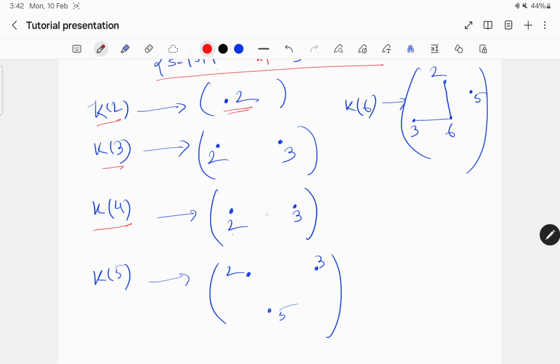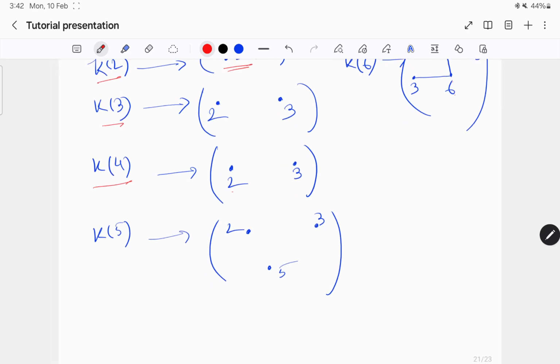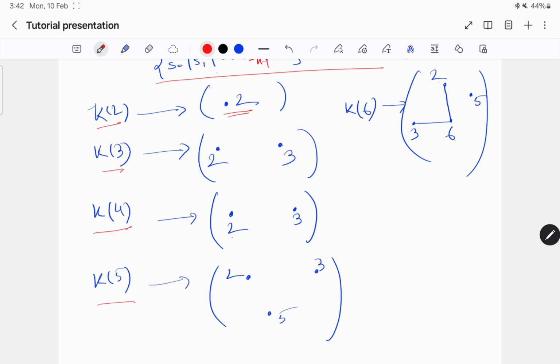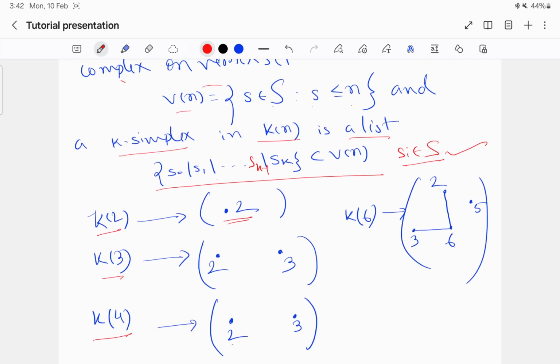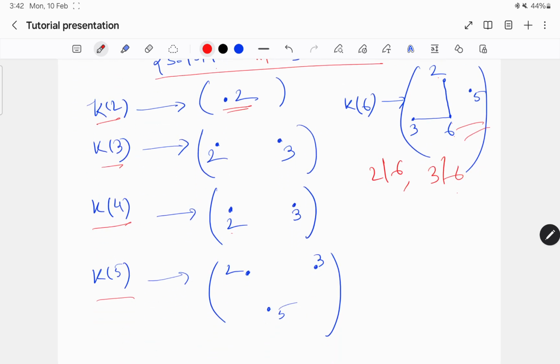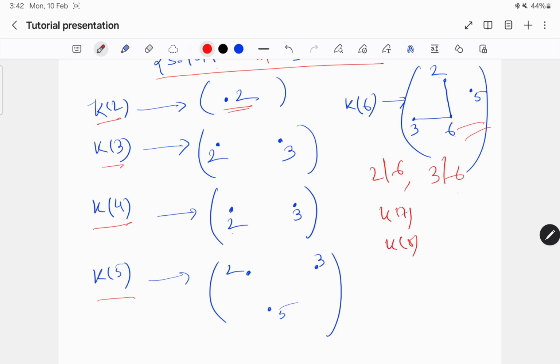Similarly K4 will have only again 2 and 3. Again 2 doesn't divide 3. Similarly K5 will have 2, 3 and 5, because these are the members less than or equal to 5 in capital S, and there will be no 1-simplex because none of them divide each other. Now K6 will be interesting because there will be four 0-simplices, that is 2, 3, 5 and 6, and you can see 2 divides 6 and 3 divides 6, so there will be two 1-simplices. So this is the geometric realization of K6. And similarly you can go on with K7, K8 and so on.